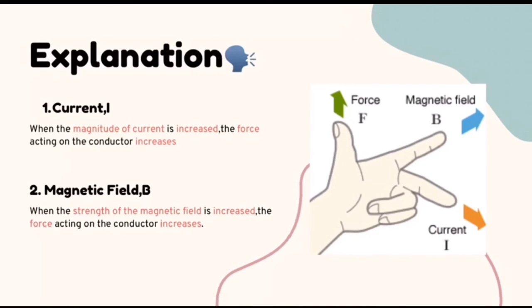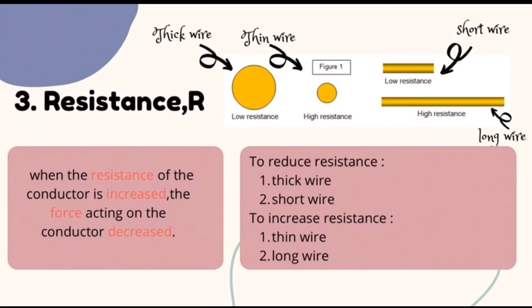The second one is magnetic field, with capital B as the symbol. When the strength of the magnetic field is increased, the force acting on the conductor also increases. And the last one is resistance, with capital R as the symbol. When the resistance of the conductor is increased, the force acting on the conductor decreases. In addition, a thick wire or short wire can be used to reduce the resistance, while a thin wire or long wire can be used to produce high resistance. This shows that resistance depends on the thickness or length of the wire to change the value of the force, whether it is increased or decreased.